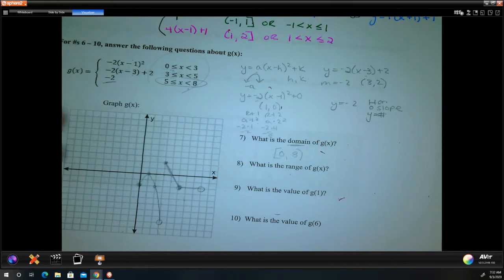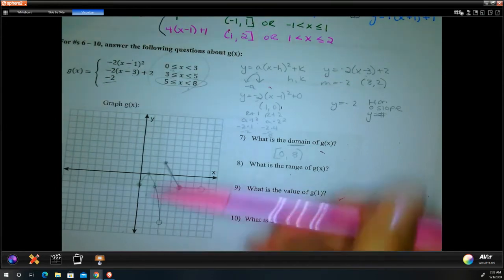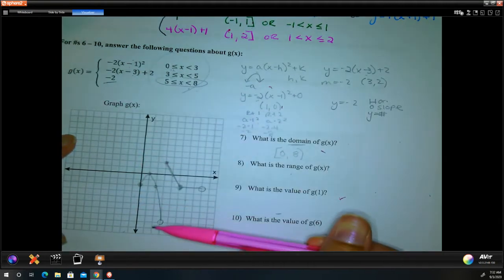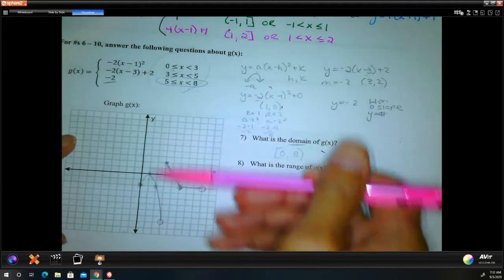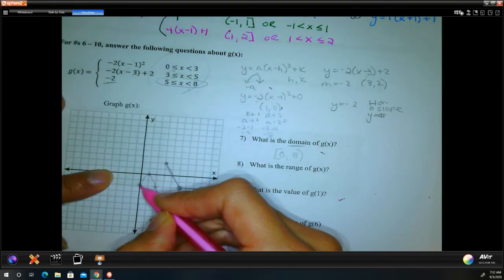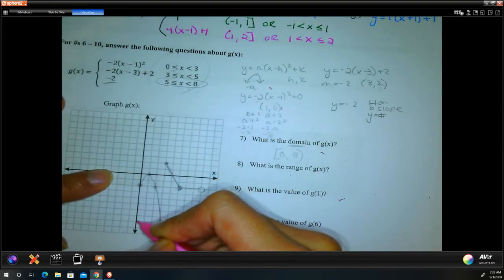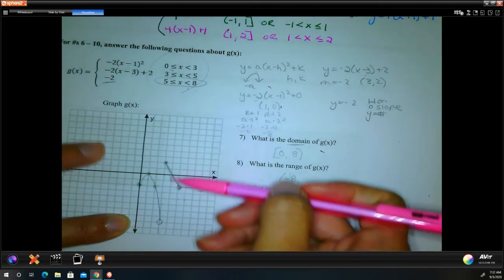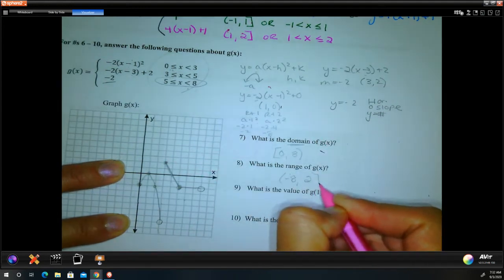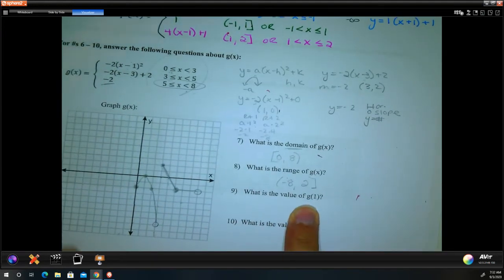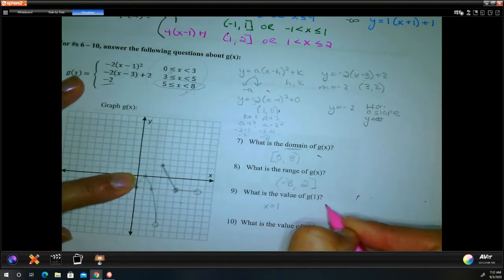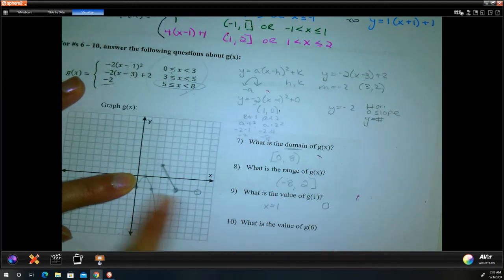What's the range? For the range, you can either use the function and plug in the smallest and then plug in the largest, or you can read from the bottom of the graph to the top of the graph. So the bottom of my graph is negative 1, 2, 3, 4, 5, 6, 7, 8. So negative 8 does not include that because that's an open circle, all the way to the top, which would be positive 2. What's the value of g of 1? You can use the function or the graph, and find that that hits at the x-axis, so that's an x-intercept, so that's 0.